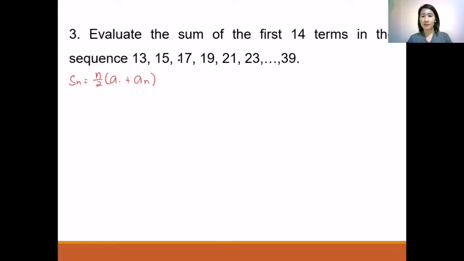But if you want to use the other formula, like I don't want to use 39 as the last term, so I want to use the other formula. Will I be getting the same answer? We'll see later. Okay, I'll be showing both. So formula, S sub n is equal to n over 2 multiplied by a sub 1 plus a sub n. Let us now identify our given first. So we know that a sub 1, the first term is 13. N, we're looking for the first 14 terms, so n is equal to 14. And the common difference, though you're not going to use the common difference here.